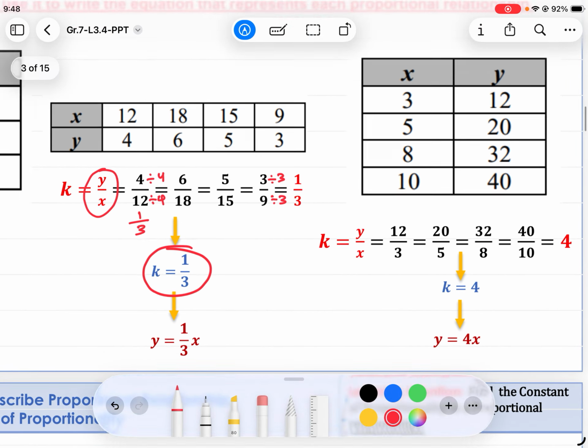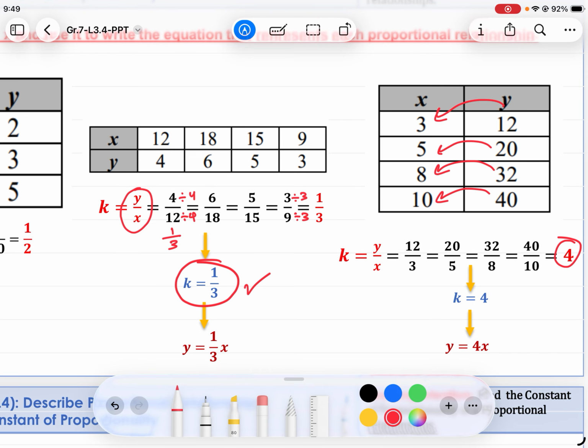So here we can conclude that the constant of proportionality doesn't always have to be a fraction or a whole number. It could be any, okay? Or even it could be a decimal. And then you use that k to write your proportional relationship equation. You substitute it: y equals 4x. Okay.